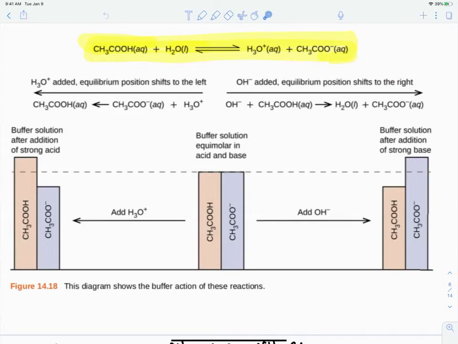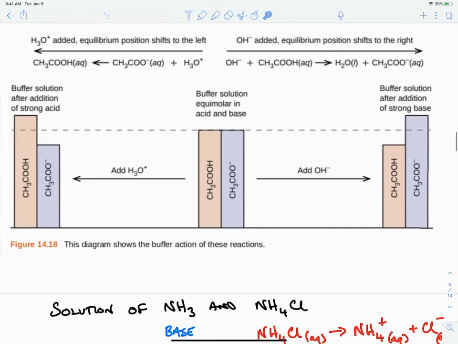And so when it shifts to the right, you're going to have slightly less acid, slightly more conjugate base. So the ratio is going to be somewhat different to what it was initially, but because this is an equilibrium reaction, because it's able to absorb some of that acid or some of that base, the pH is only going to change a small amount.